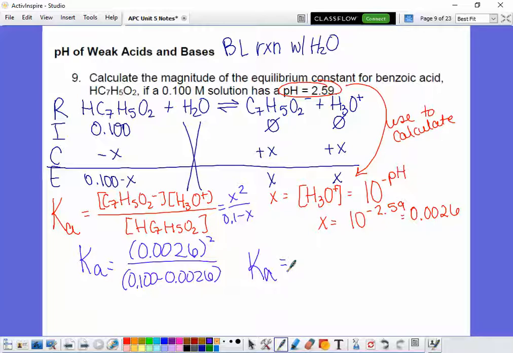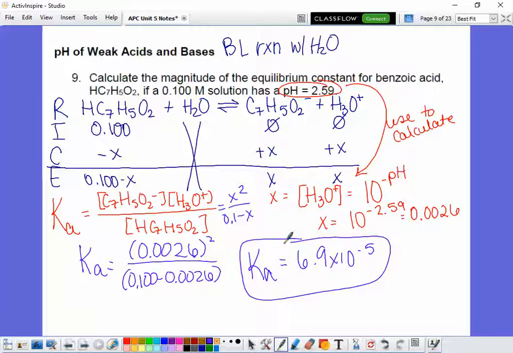I'm sorry, what was your exponent? Yep, 6.9 times 10 to the negative 5. Now, does that answer make sense? This is a weak acid, right? You guys told me that before. Should weak acids have Ka values less than 1?